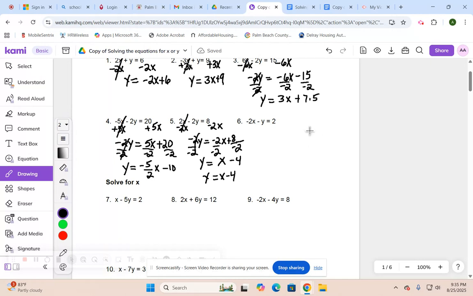All right, let's look at number 6. We're going to add 2x to both sides. We'll have minus y, or minus 1y, equals 2x plus 2. But we don't want a negative 1y. We need to divide every term by negative 1 because we just need y. So that's going to be y equals negative 2x minus 2.